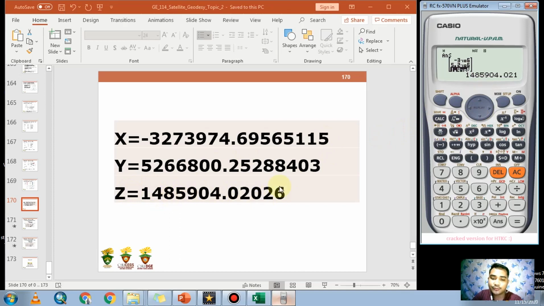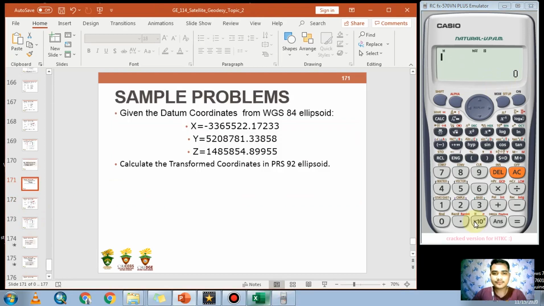148,5904.021. Tulo iyang kaya butang. So that's it for PRS to WGS 84 transformation. So another sample problem, no? So this is the problem, no?